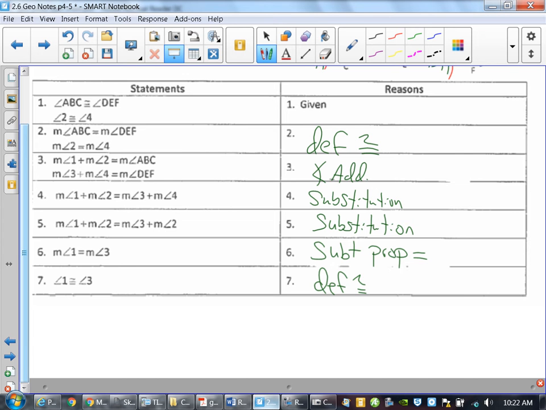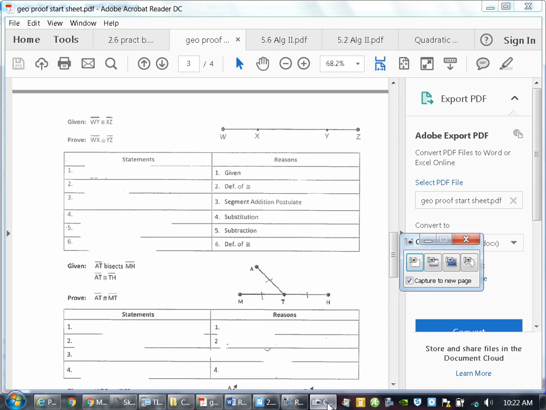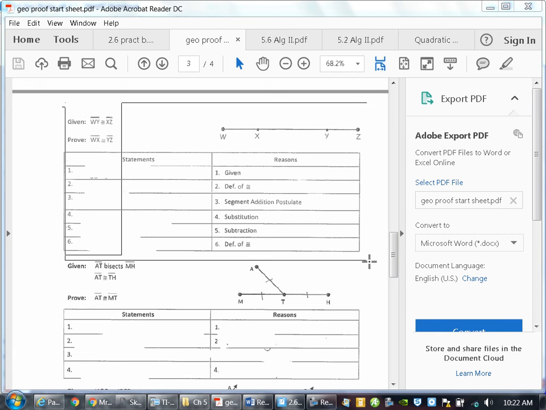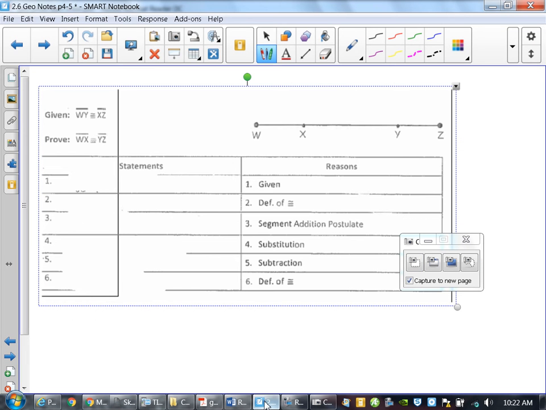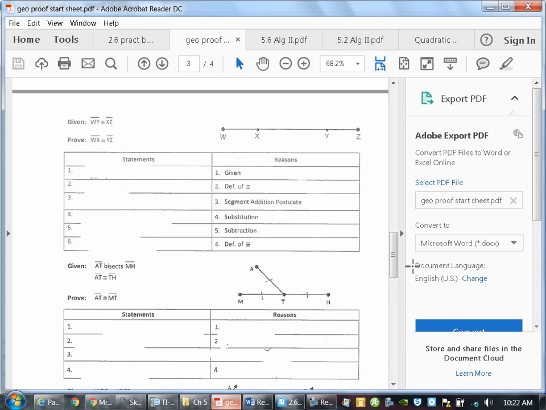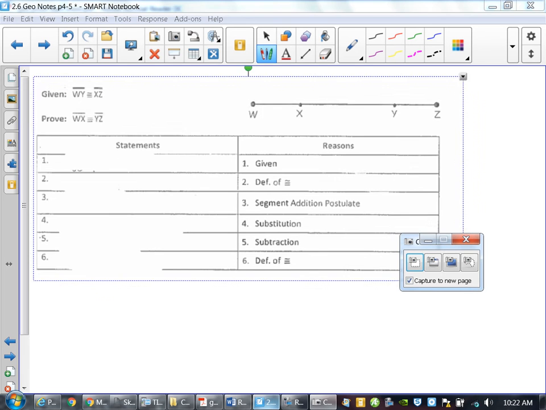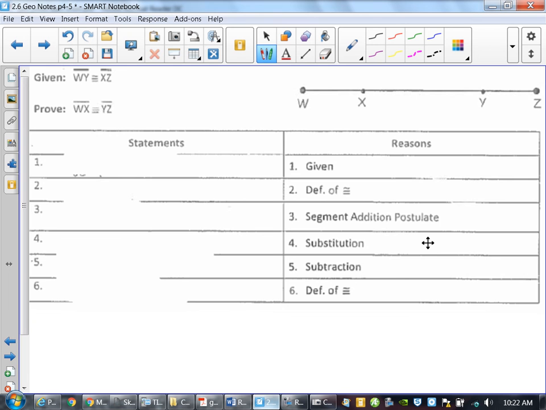Let's look at the one on the top of that page. It's going backwards. Now we're going the other direction. You're given the reasons. Let's figure out the statements. Let's go backwards. A little bit different. Some people think it's easier.